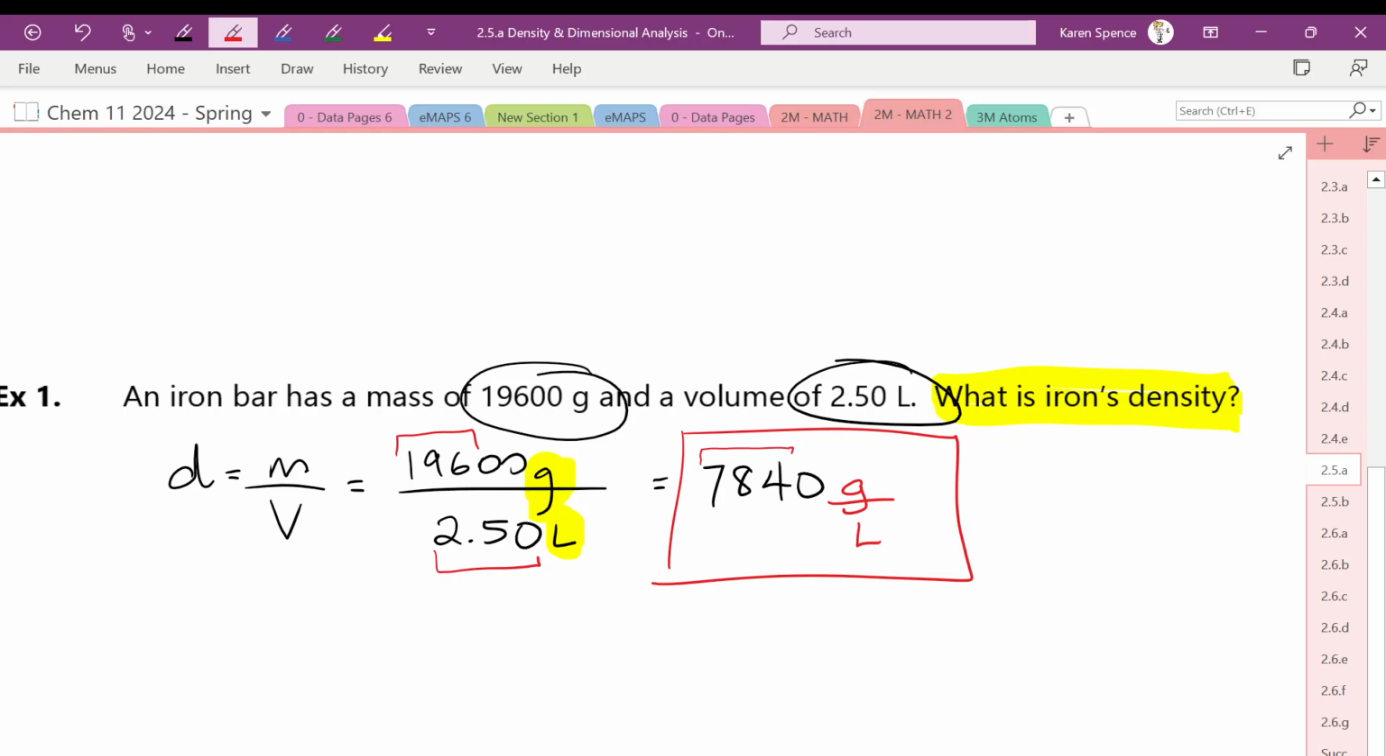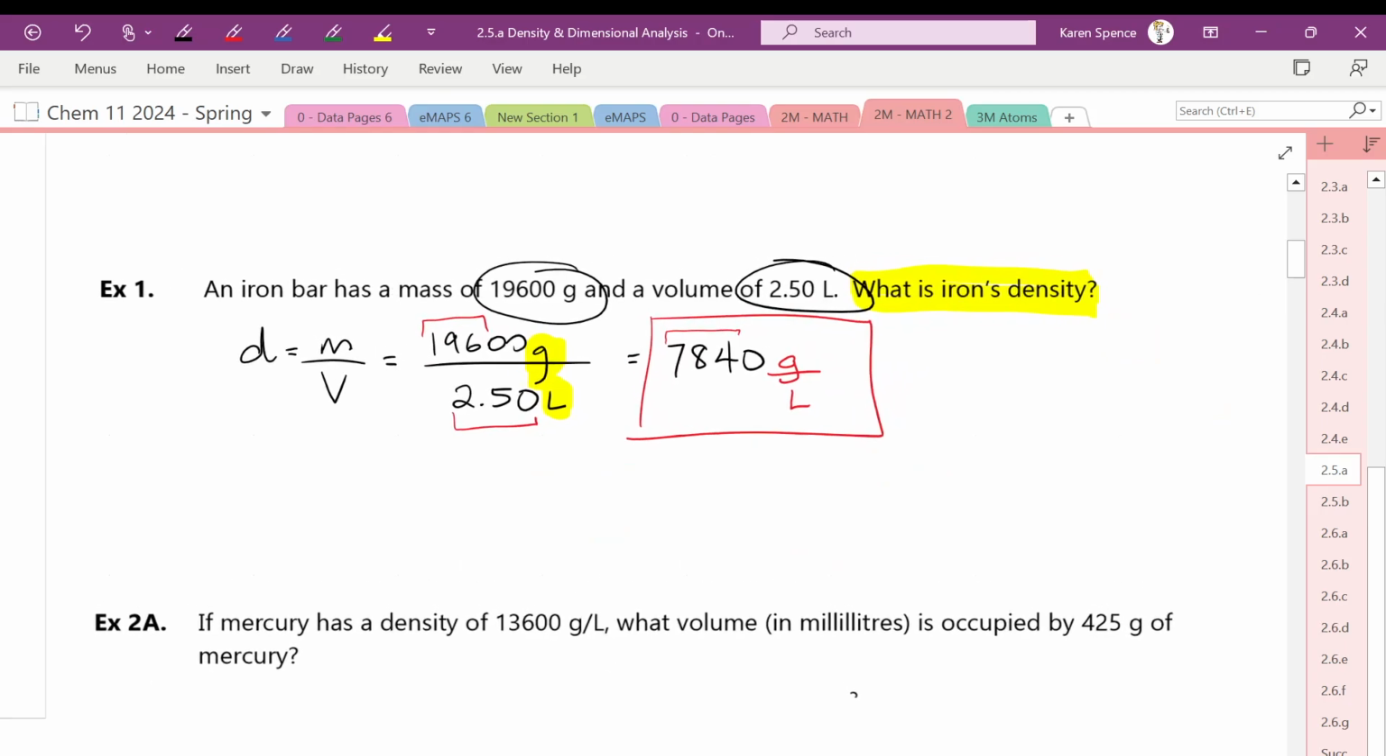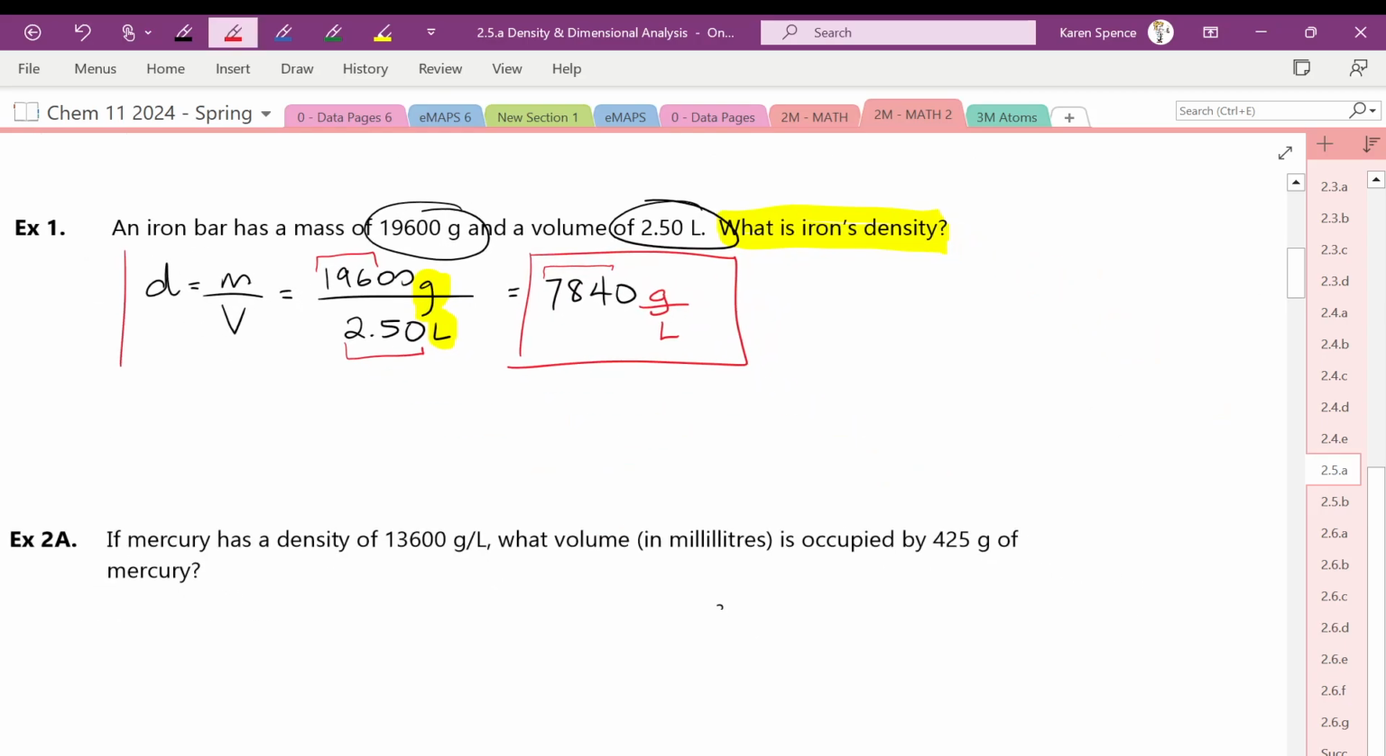Okay. So finding a density is very easy. All you have to do is take the mass and divide by the volume. Do you need to memorize this formula? Yes. And the reason I'm saying yes is because you have probably been doing something resembling density since grade 8. So memorize this formula.